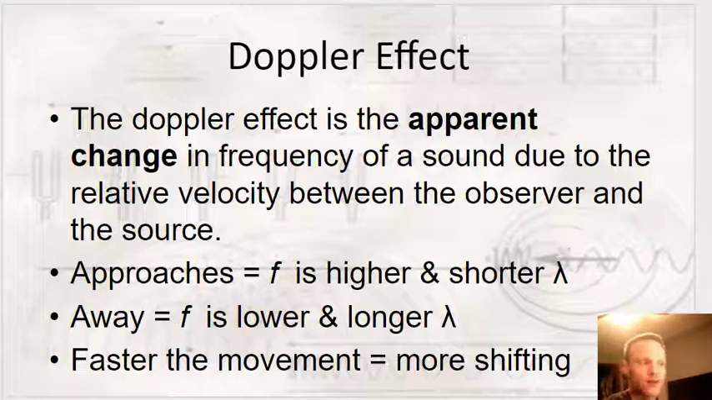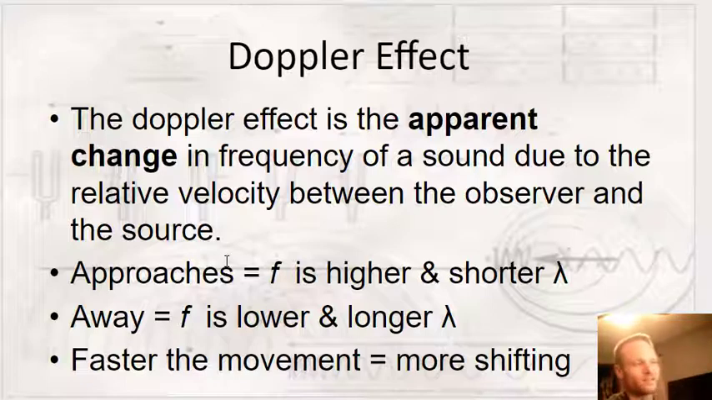So if we take a look at these bullet points down here, if you are approaching an object that's making a sound, or if an object is making a sound that's approaching you, the frequency will be higher, and thus you're going to hear a higher pitched sound than what's actually being produced, and it'll have a shorter wavelength. If the object is moving away from you, the frequency will be lower, and it will have a longer wavelength, and so the pitch will sound lower. The faster the object moves, the more shifting that will occur, the greater the change in the frequency.